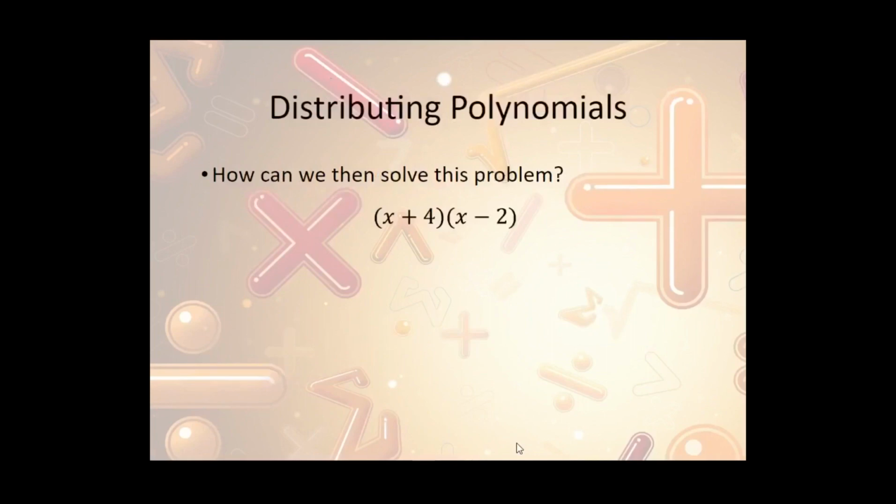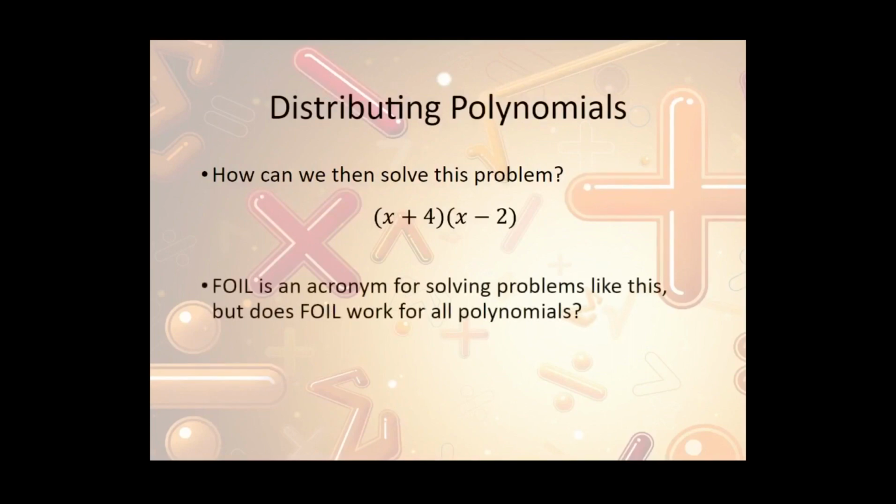So then how do we solve something like this? x plus 4 times x minus 2. Well, maybe you heard of this term before, FOIL, which means first, outside, inside, last. So you multiply the firsts and then the outsides, so this one and this one, then the insides, then the last ones. Well, that might be what you've heard in the past, or maybe you haven't.